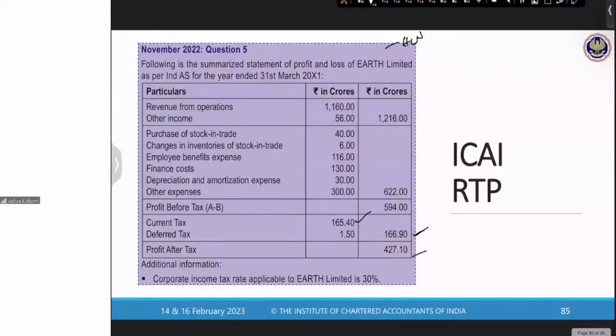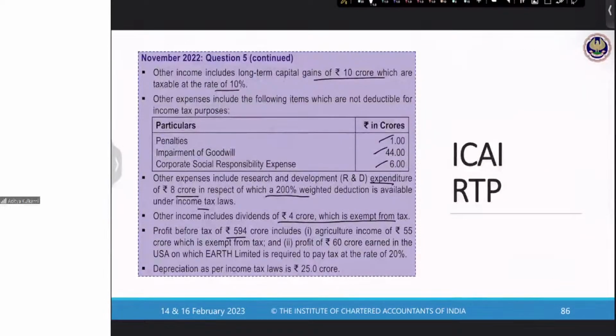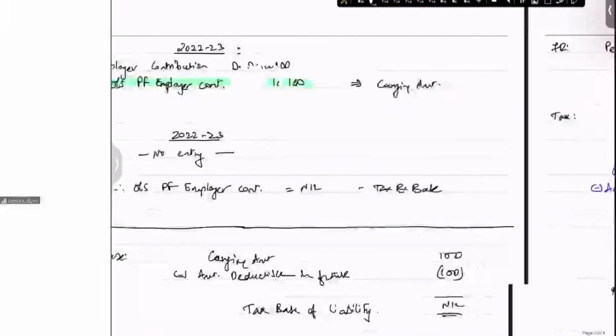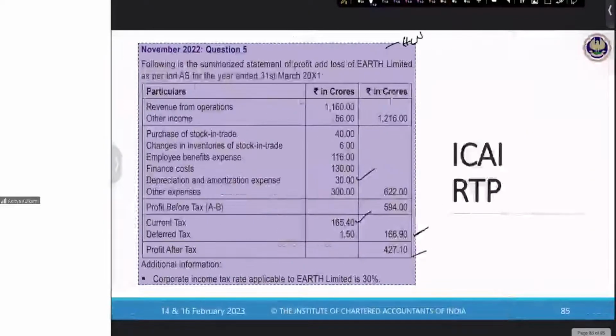Deferred tax, you are having depreciation as 30 here, and for the purposes of income tax it is 25. 30 minus 25 into 30%. So this is equal to 1.5. Okay, so 165 plus 1.5 gives you 166.9. Okay, so very simple question in that sense, but I had to do it.